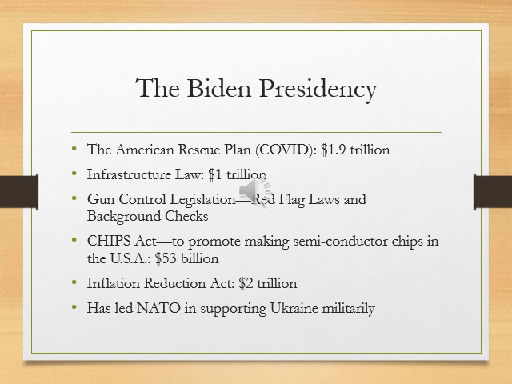Okay, so they get a lot of credit or blame, depending on how you feel about what Biden got through Congress in his first 2 years. All right, so what do we have here? We have the American Rescue Plan dealing with our recovery from COVID, a bill to the tune of $1.9 trillion.